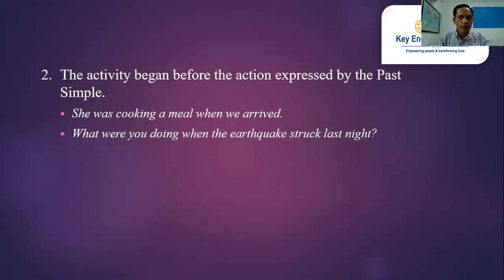The past continuous number 2 is that the activity began before the action expressed by the past simple. So when we have 2 actions, they happen at the same time, okay? They happen simultaneously, but one started first. The one that started first, we use with the past continuous, and the one that happened later, we use with the past simple form. She was cooking a meal when we arrived. Even before we arrived, she was already cooking, and we arrived there.